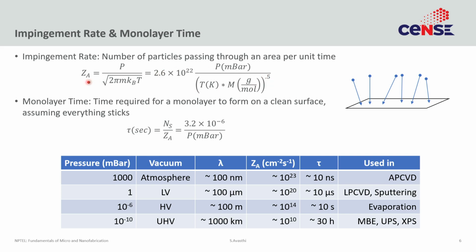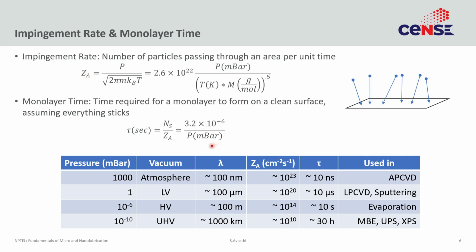It's related to lambda and it's given by this formula. Now, once you know the impingement rate, you can calculate one more interesting quantity, which is the monolayer time, or time to a monolayer. This is the time required to form a monolayer on top of an imaginary surface, assuming each of these atoms that is impinging on the surface sticks. So if everything that impinges sticks, how long before I form a monolayer? That formula is just the inverse of the impingement rate and is given by this.